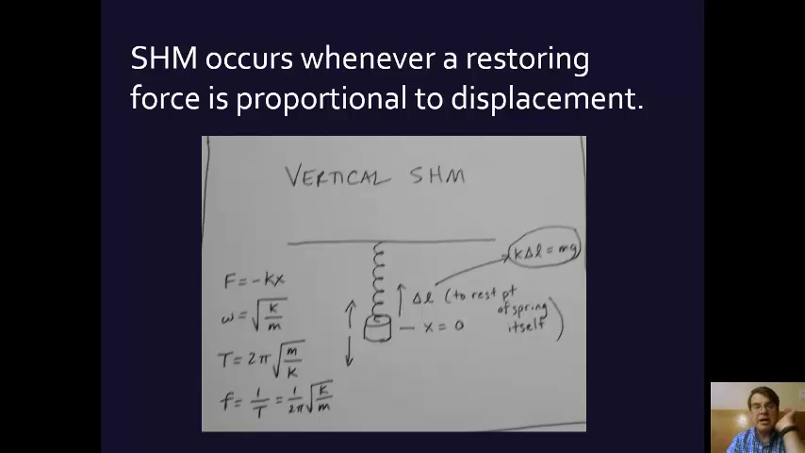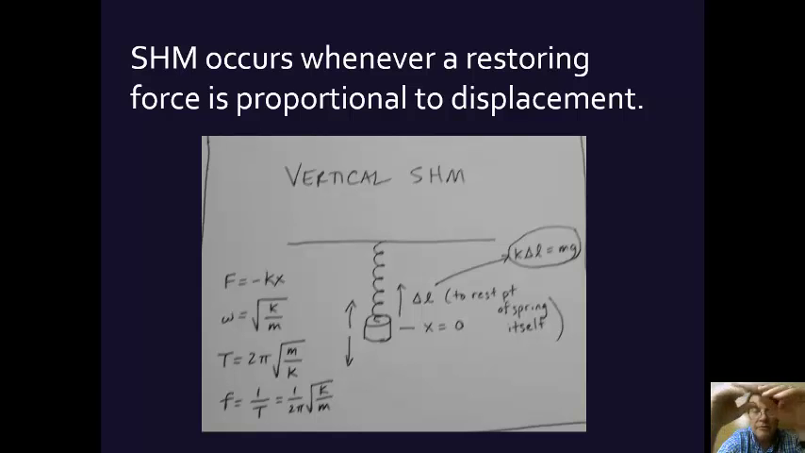So here's a diagram having to do with vertical simple harmonic motion. You have some sort of mass suspended on a spring. Delta L here is the displacement from what the spring's equilibrium point would be if the spring didn't have the mass on it. When you put the mass on it, it extends to a new equilibrium point with the mass. And delta L is the difference between the equilibrium point of the spring by itself and the equilibrium point of the mass on the spring.